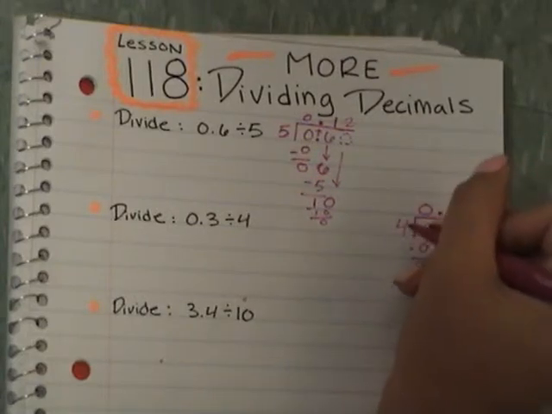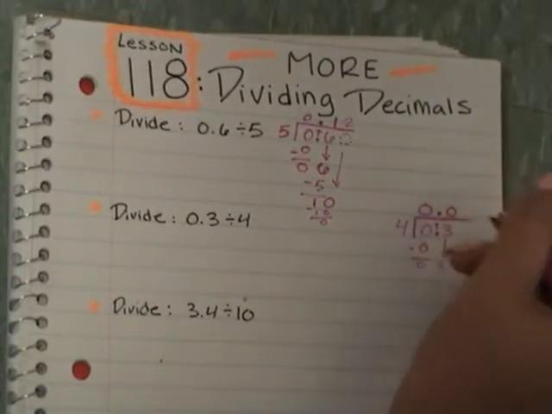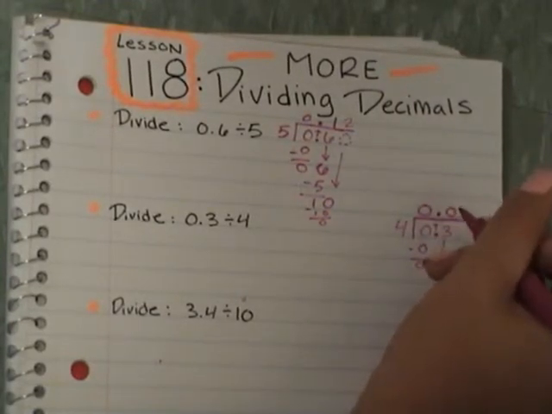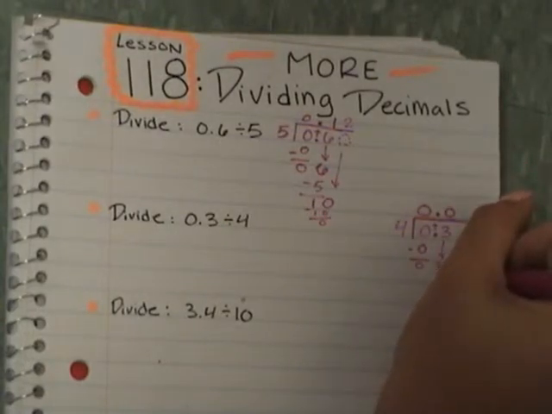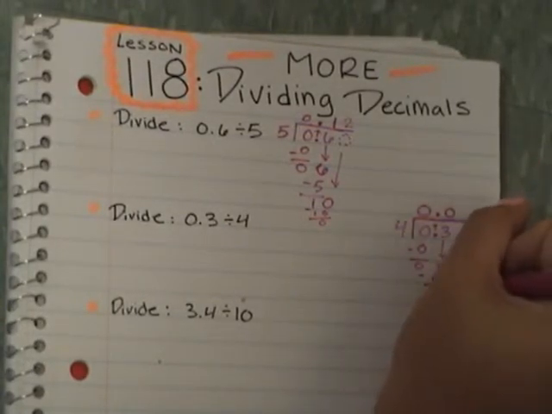Okay, so I say now, can 4 fit into 3? How many times? 0 times. I still have to put my 0 in my answer. 0 times 4 is 0. When I subtract, 3 take away 0 is still 3.